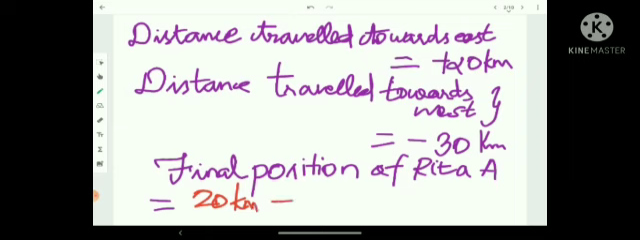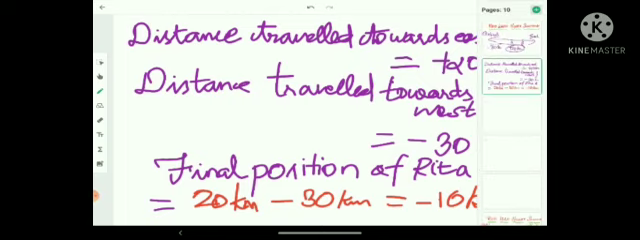Then you have to minus the 30 kilometers. So 20 minus 30, it cannot go if you take it normally, but if you take integers wise it can go to minus 10, isn't it? So her final position from A is minus 10 kilometers. Okay, now I think I can move to the next sum.